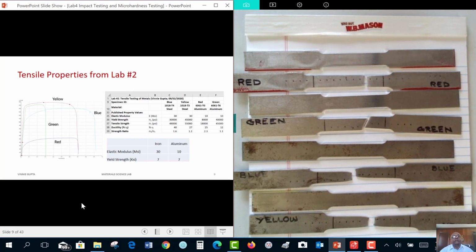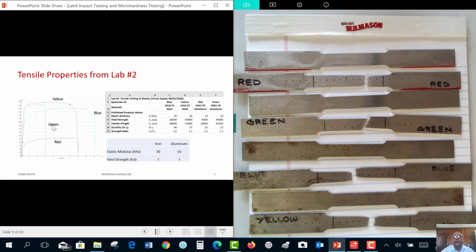So here were our samples. The aluminum samples: this red sample was solution annealed, so it has a single phase. It is in its softest condition. You can see it has low strength, but very large ductility.